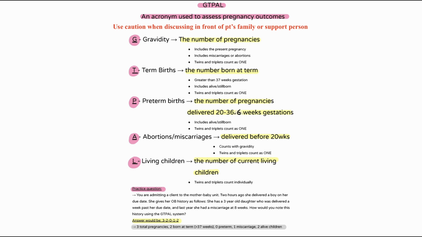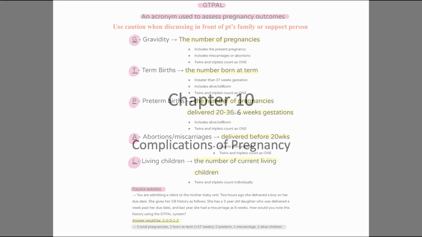And then the L is currently living children. So that's any child that they have now who is living. If a child passed away, they're not included in this number. Twins and triplets are now going to count as separate people. The only place in the GTPAL where the twins and triplets are counting as individuals.